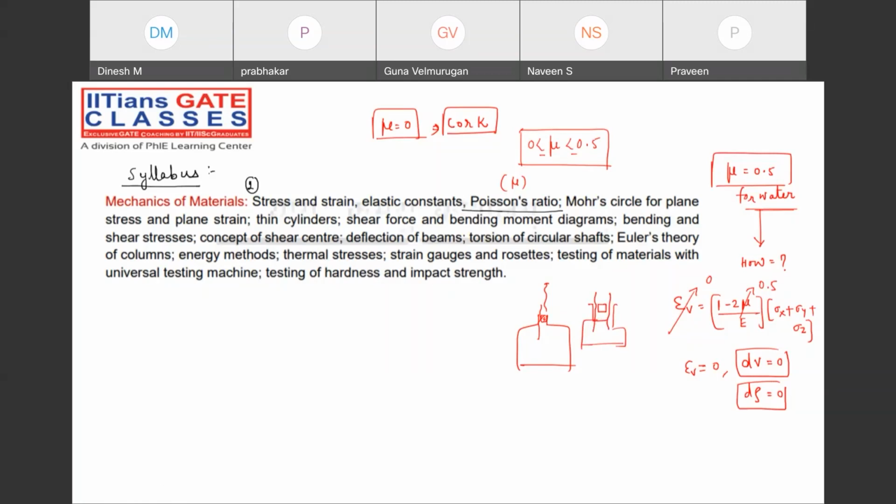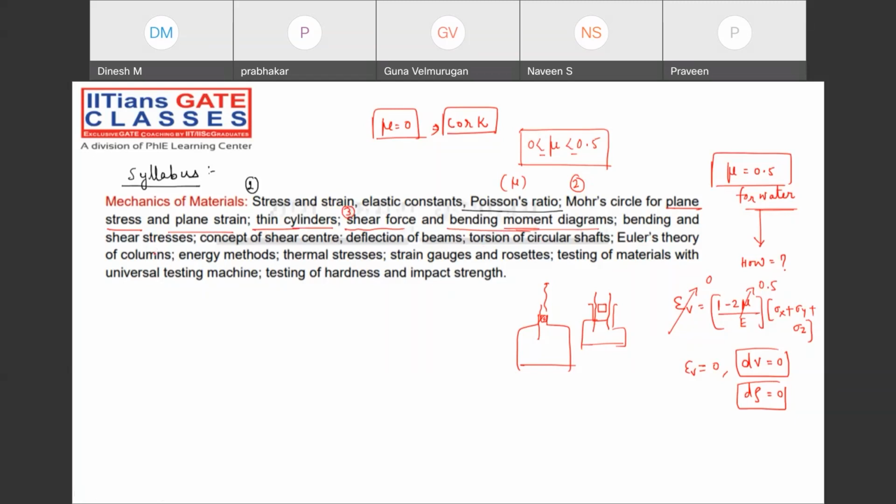Please note down. Then we will discuss the Mohr circle in chapter 2. Mohr circle for plane stress and plane strain conditions, right? Plane stress and plane strain. These two terms are very, very important for the GATE examination. Of course, thin cylinder, I'm going to discuss in the 6th chapter. Shear force, bending moment, that is our 3rd chapter. Right? Shear force and bending moment diagram.